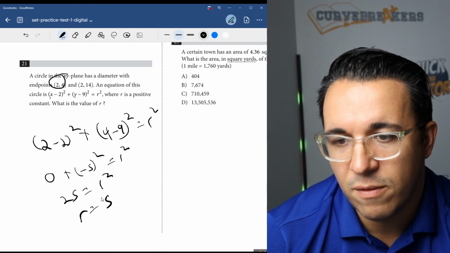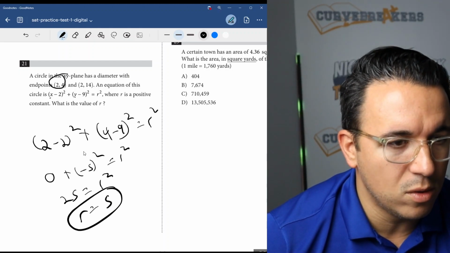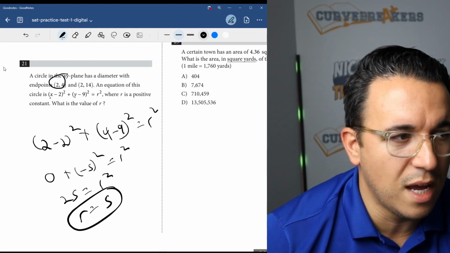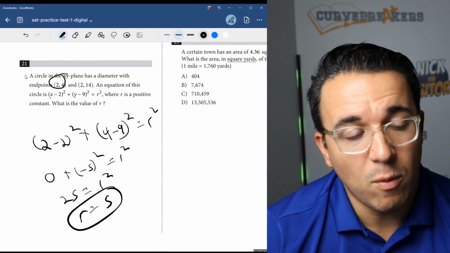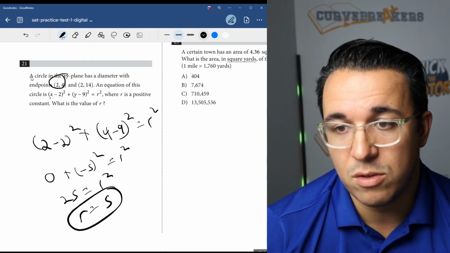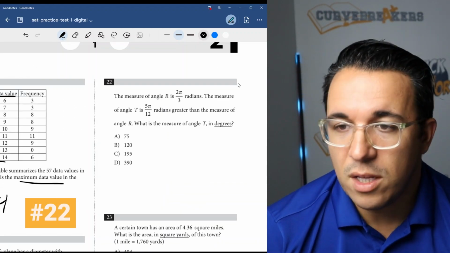So r is 5. Now I know someone's going to say, oh, couldn't you put this into Desmos and answer it that way? Yeah, I could do that, but this was very easy, so I did it this way. If I wasn't able to do it this way, then I'd highly recommend that you just jam this in Desmos and keep it moving. Let's take a look at number 22.